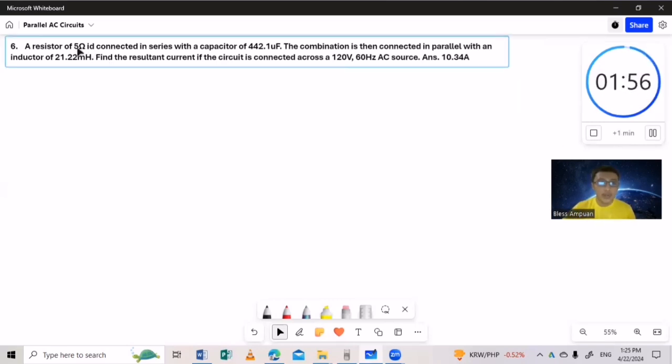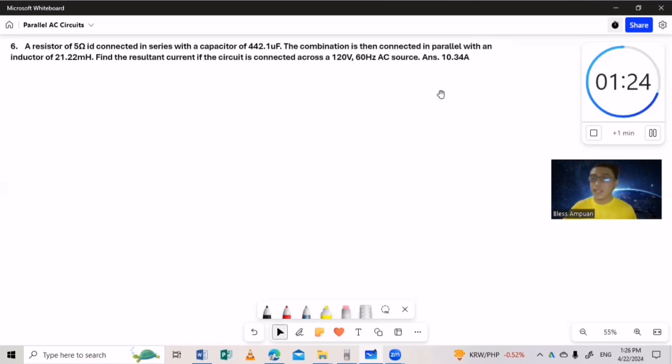So this is just a resistor connected in series with a capacitor, and then their combination is connected in parallel with the inductor. What is asked in the problem is to solve for the resultant current. So just try to solve the total current and also the phase angle, and indicate if it is leading or lagging. We could try it later.